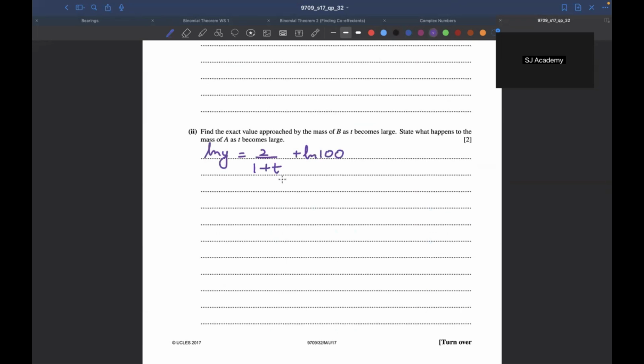Now, as this T value becomes really large, 2 upon a very large value is approximately equal to 0. So we can say ln Y is equal to ln of 100 minus 2. We can bring the 2 to the left hand side and write it as ln of 100 minus ln of Y. This will become ln of 100 upon Y is equal to 2.